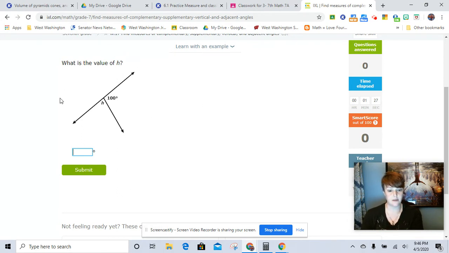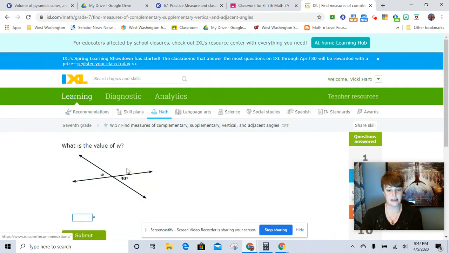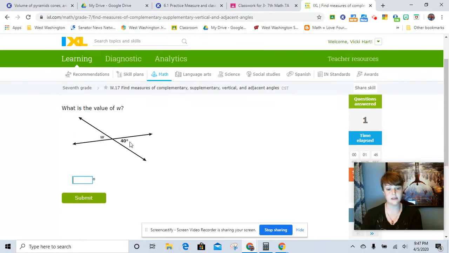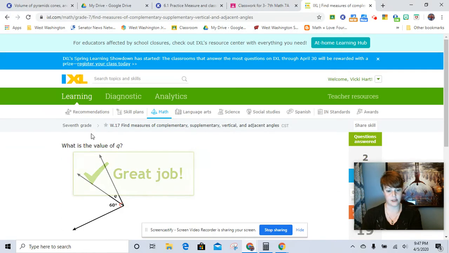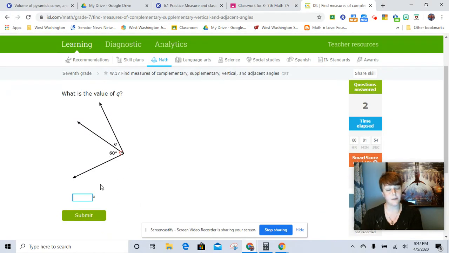So the first kind of question is looking at this. What's the value of h? These are supplementary angles, and supplementary angles add up to be 180. So if this one's 100, then this one is obviously 80. These are vertical angles, and vertical angles are congruent, which means they're the same. So if this one's 40, then that one's 40. Excellent. These are complementary angles, which means that they make a 90-degree corner. And so if this one is 60, then this one over here is 30.